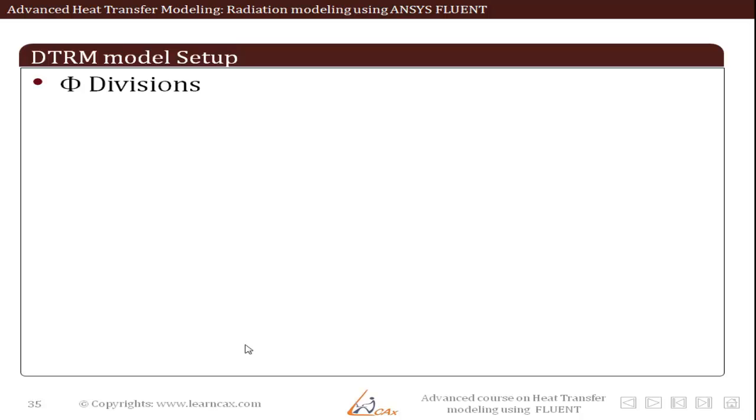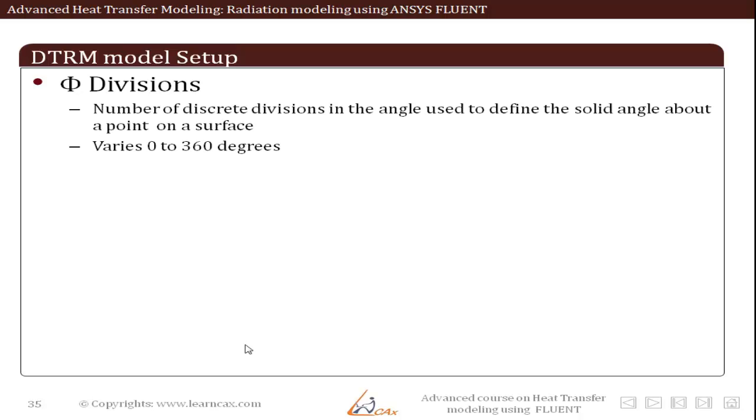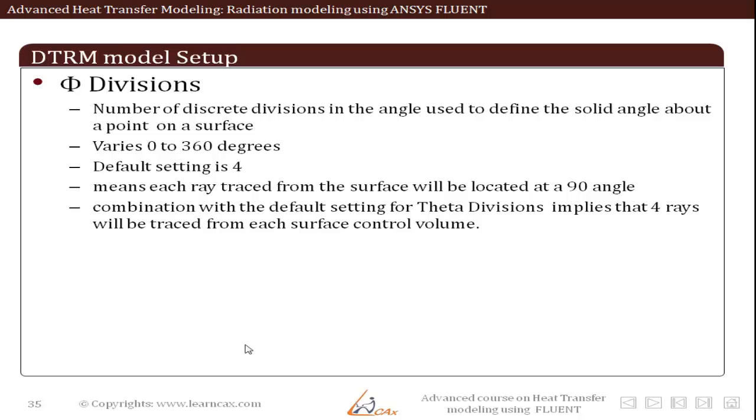The phi divisions are the number of discrete divisions in the angle used to define the solid angle about a point on the surface. The value varies from 0 to 360. The default value is 4. This means each ray that is traced from the surface will be located at a 90-degree angle. The default setting of 1 for theta and 4 for phi combined means that 4 rays will be traced from each surface control volume. We should at least double the default in order to get a meaningful result.